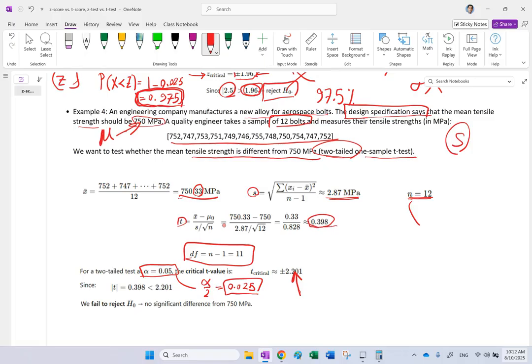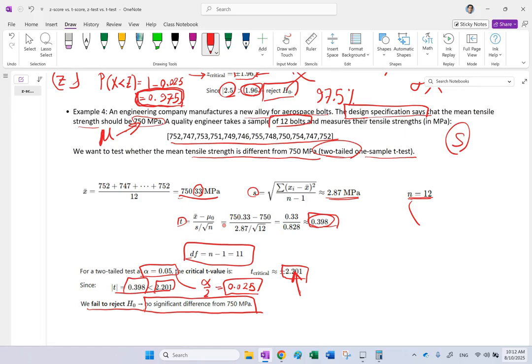Now here we see our statistic t is much, much smaller than the critical t. So we cannot really reject the null hypothesis. In other words, we cannot say that these samples are made stronger than what they should be or weaker than what they should be. Clearly, we cannot say that because my t is way less than the critical t.